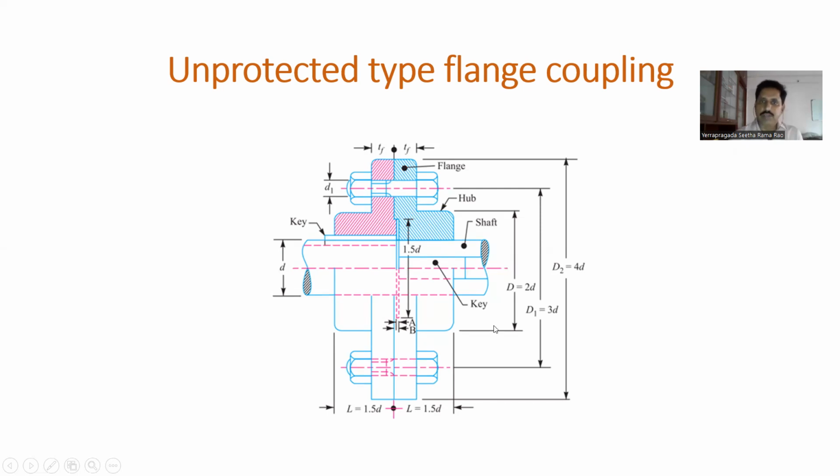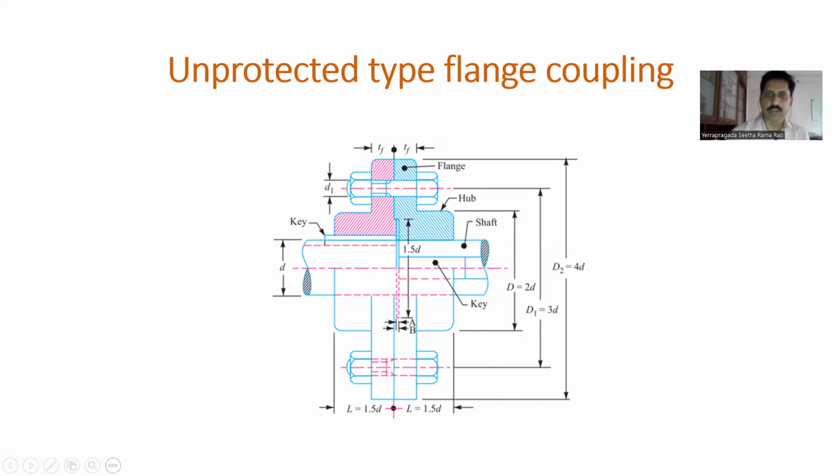These are the outer dimensions of the flange. Outside diameter of the hub D equal to 2d, pitch circle diameter of the bolts D1 equal to 3d, and the outer diameter of the flanges D2 equal to 4d. Length of the muff equal to 1.5d.